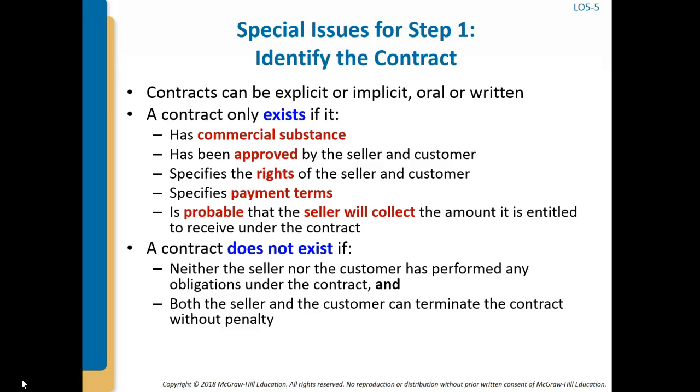A contract does not exist if neither the seller nor the customer has performed any obligations under the contract, and both the seller and customer can terminate the contract without penalty. In other words, either the seller or the customer must have done something of commercial substance for the seller to start accounting for revenue.